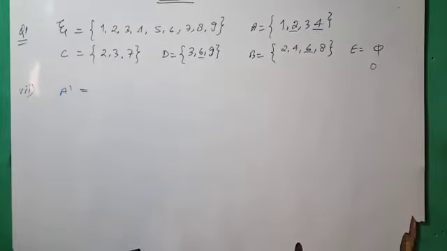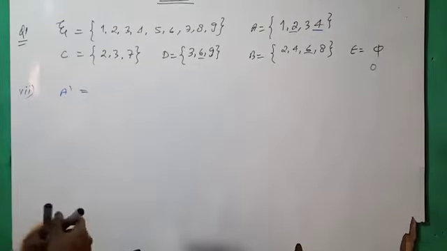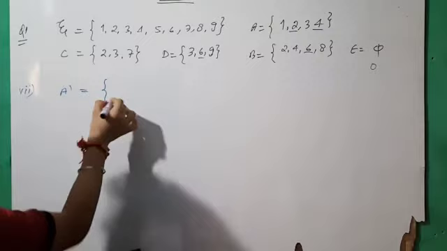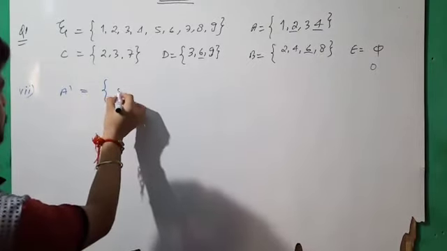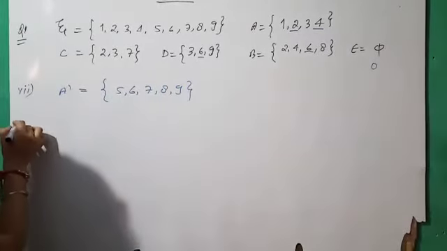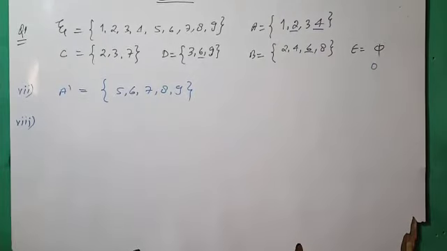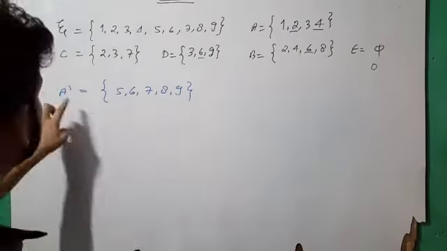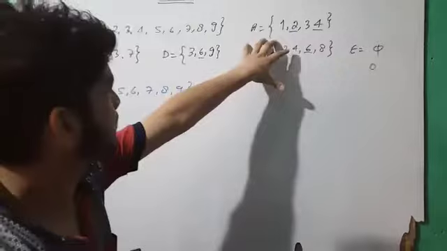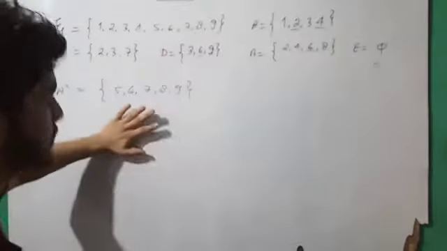Now we have to find A dash, which means complement of A. The elements that are not in A will all come here. It means we have 5 6 7 8 and 9 as the answer. Very simple. I had already discussed the complement of a set. Complement of a set means universal set minus the set, so complement of A means universal set minus set A. After subtracting 1 2 3 4, 5 6 7 8 9 is the remaining element.